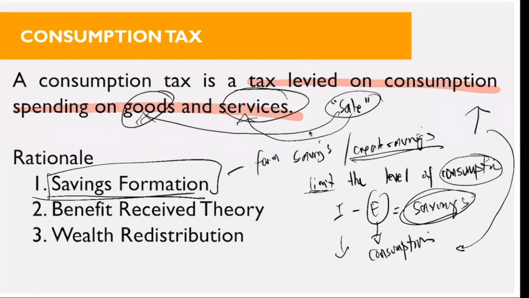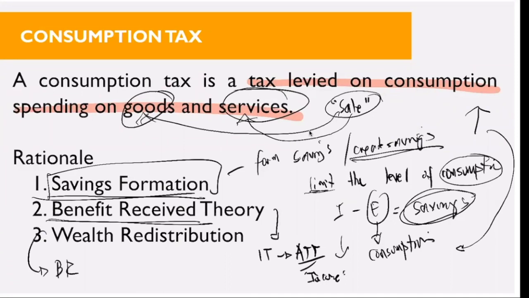The next rationale of your consumption tax is the benefit received theory. Remember, in your income taxation, what theory applies? It is your ability to pay. So based on your income, you pay tax. Here, based on what you receive, you pay tax. So based on your benefit received, you pay tax. All are taxable because everyone consumes, because everyone spends on goods or services. So everyone also receives a benefit, so everyone is taxed. That's one rationale of your consumption tax.